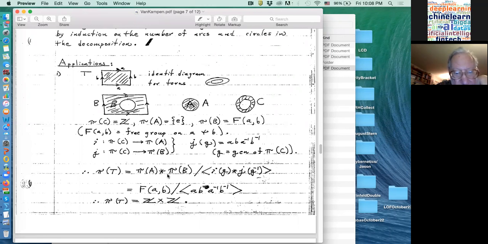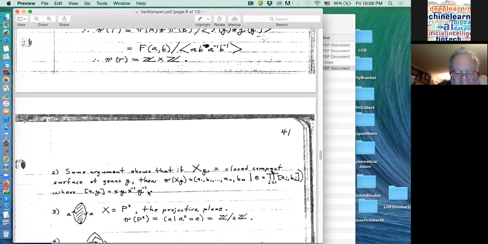So the Van Kampen theorem tells us that we take the free product of the fundamental group of A and the fundamental group of B, and that's just the free group on A and B, the generators of the punctured torus, modulo the commutator A, B, A inverse, B inverse. And of course, that just says that it's the commutative free group generated by A and B. It's Z plus Z. And you could have figured that out other ways, but this is a way to do it by means of the Van Kampen theorem.